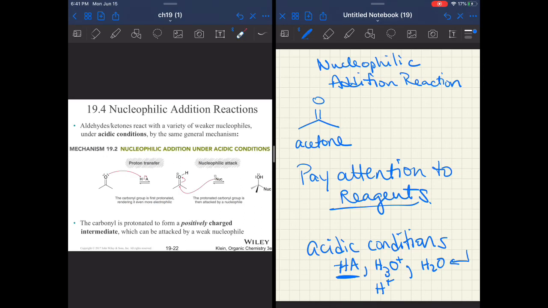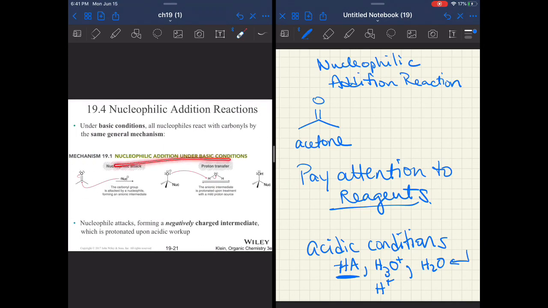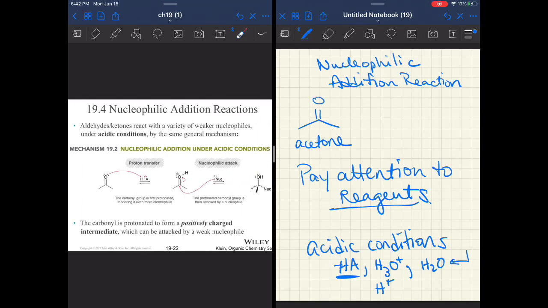So now that I've ranted about acids, I want you to think about the difference between basic conditions versus acidic conditions. It's the same two steps, a nucleophilic attack and then a proton transfer, just in the opposite order. Under acidic conditions, we often don't have as strong of a nucleophile, so the protonation happens first. When this happens, this is an even stronger electrophile. The plus charge on the oxygen causes it to pull electron density even harder.